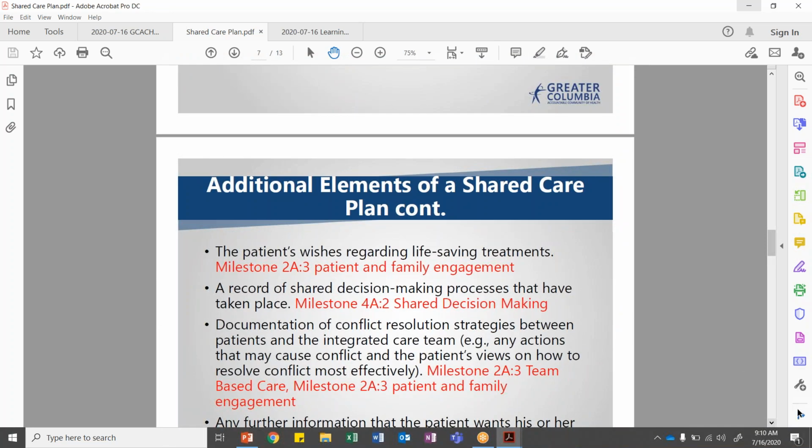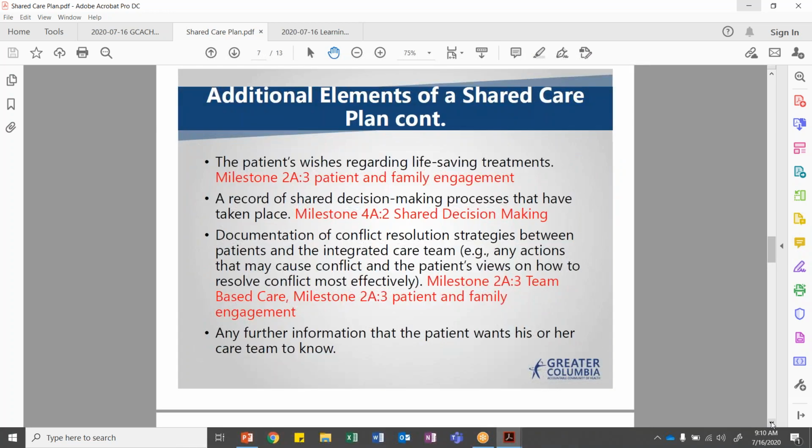And continued on, more of the milestones: the patient's wishes regarding life-saving treatments. Milestone 2A3, patient and family engagement. A record of shared decision-making processes that have taken place. Documentation of conflict resolution strategies between the patient and the integrated care team, really having that interaction with the patient to understand if there's a conflict or they don't understand exactly what the treatment plan is, making sure that you're having those conversations with the patient. Any further information that the patient wants their care team to have, just to reiterate that.